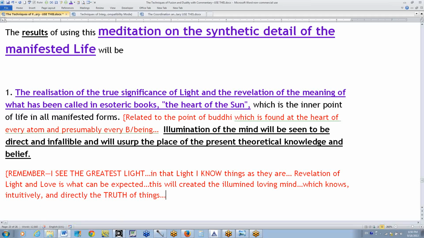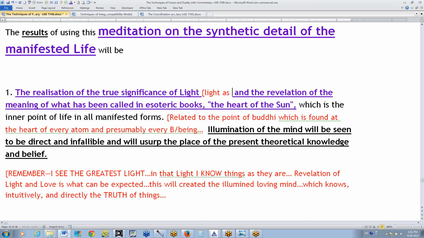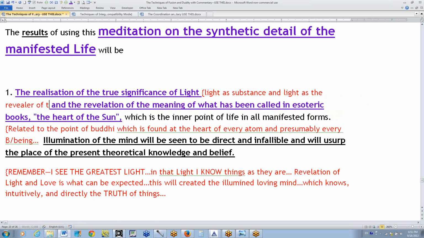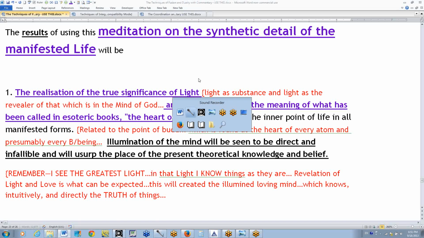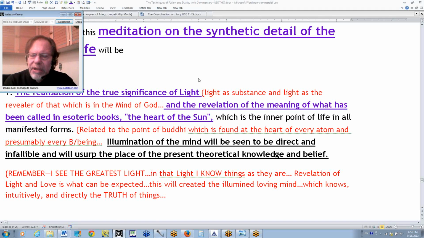So the realization of the true significance of light, light as substance, light as the revealer of that which is in the mind of God. And the revelation of the meaning of what has been called the heart of the sun. Well, I started a compilation on the heart of the sun, and I realized there was much more to it than I had thought. I had always assigned it to the soul nature of the solar logos, and indeed that is one of the meanings, but there are other meanings as well. And when we experience the second initiation and begin to realize what the solar flames of the heart are all about, and encounter the meaning of Neptune, we have some initial contact with the heart of the sun, just as we do with the central spiritual sun when we are taking the third degree, however attenuated that contact may be.